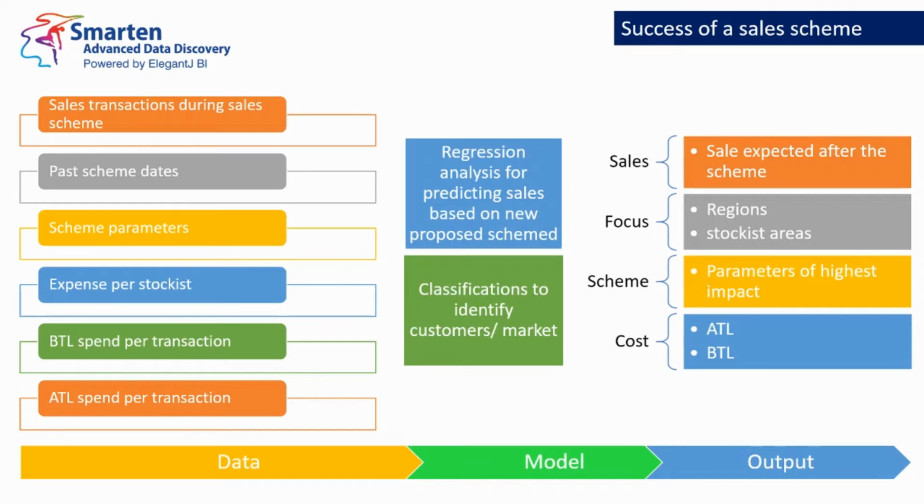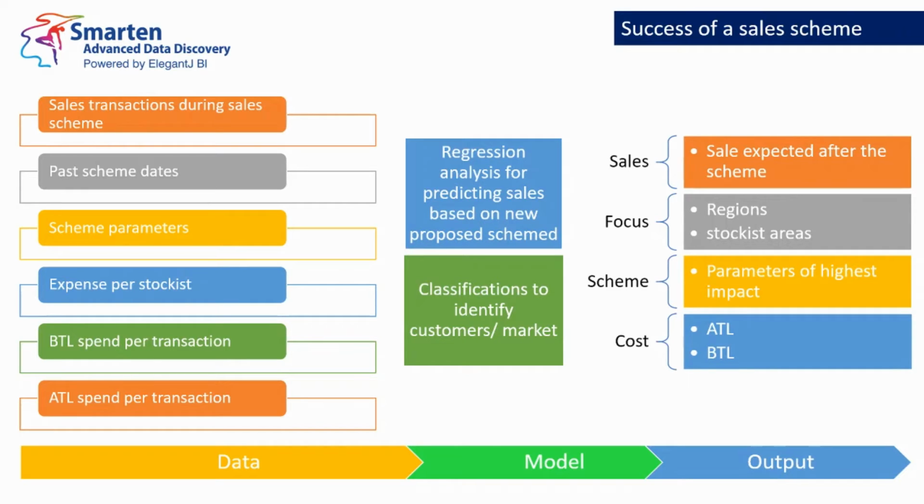So here's an example of a predictive model for a sales scheme. You get your transaction data, and you have past scheme data. A scheme would be a kind of promotion or proposal to your customer, which basically has an incentive to buy more.